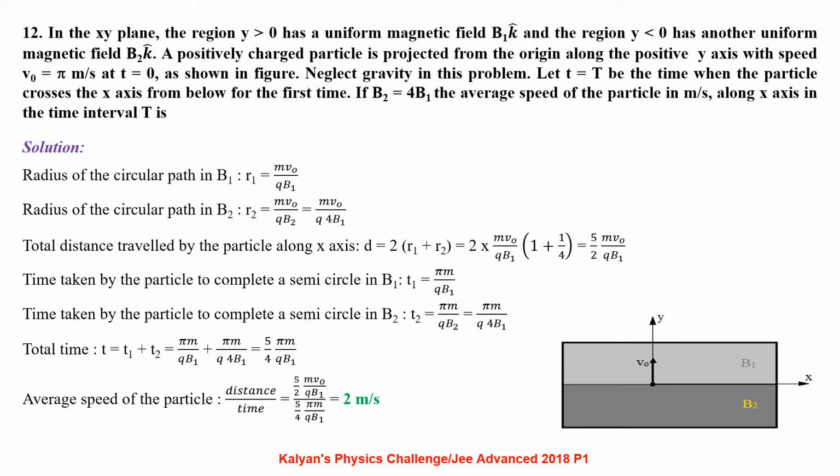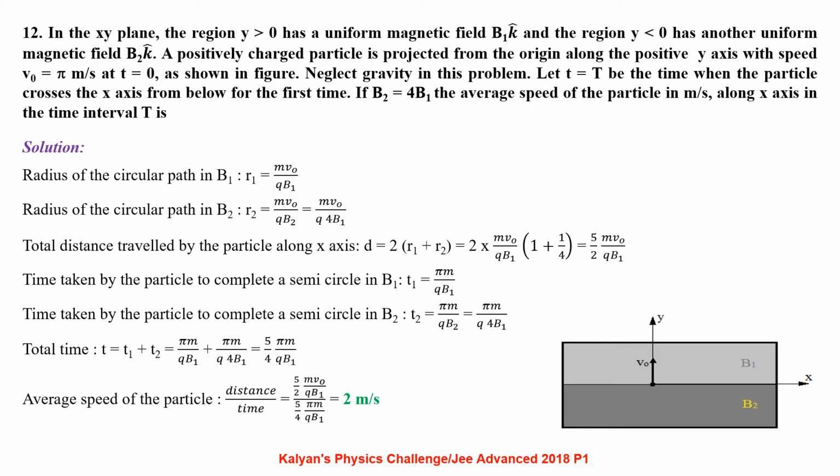If B2 equals 4 B1, the average speed of the particle in meter per second along the x-axis in time interval T is? Radius of the circular path in B1, R1 equals m v0 by q B1. Radius of the circular path in B2, R2 equals m v0 by q B2, that is m v0 by q times 4 B1. Total distance travelled by the particle along the x-axis d equals 2 times (R1 plus R2), that is 2 times m v0 by q B1 of (1 plus 1 by 4), which is 5 by 2 times m v0 by q B1.